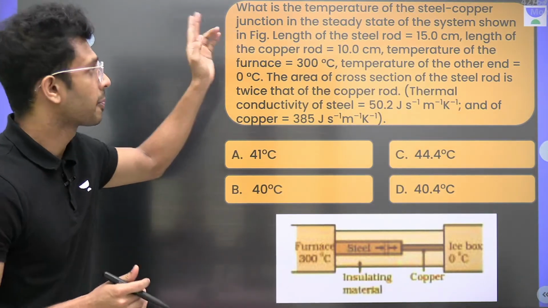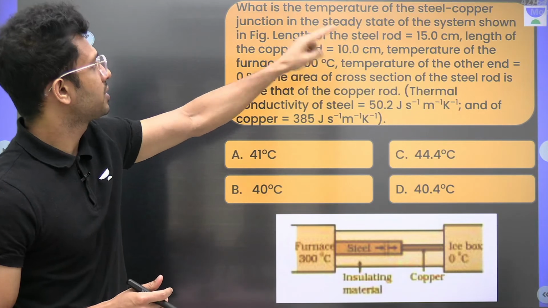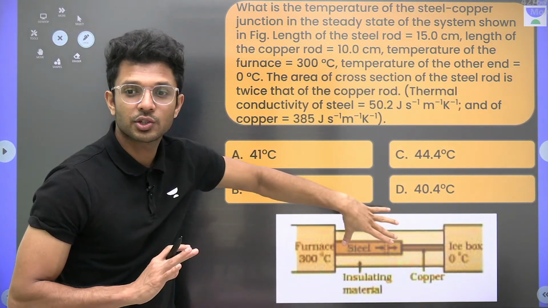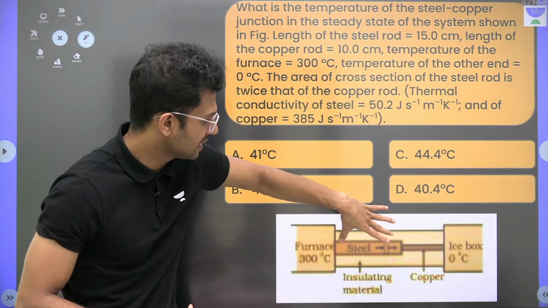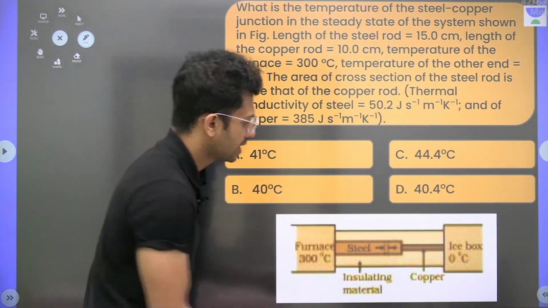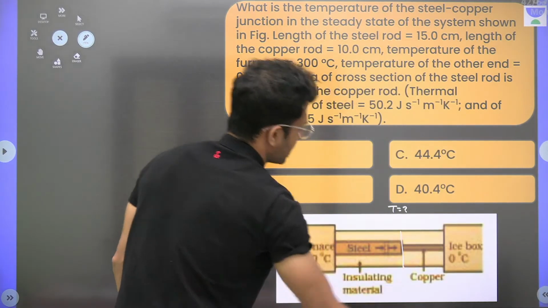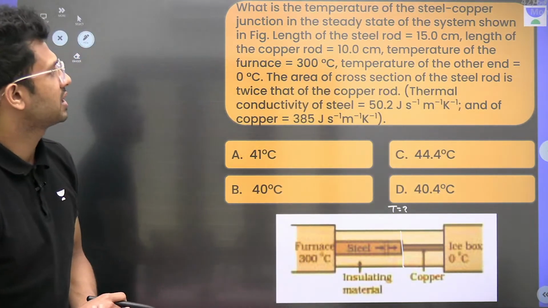It goes like this. What is the temperature of the steel copper junction? Can you see steel here? I know the picture is not so clear, but still you can see it. Steel here and copper here, right? So this is the junction between them. So what is the temperature at this junction is the question.